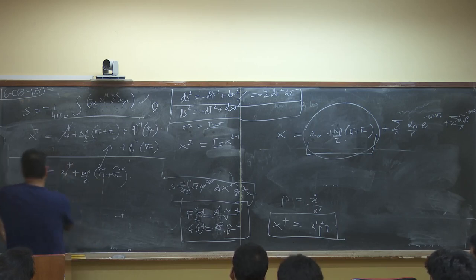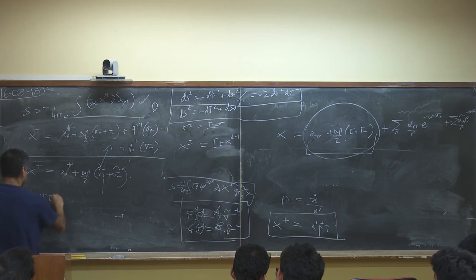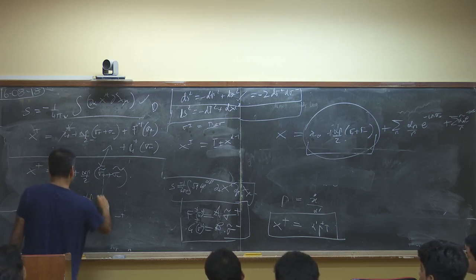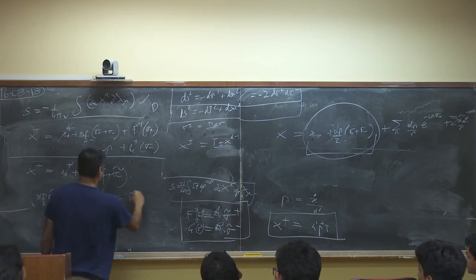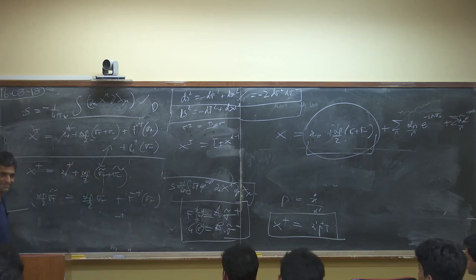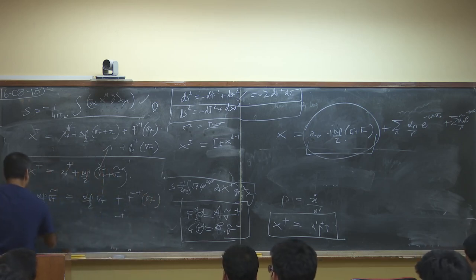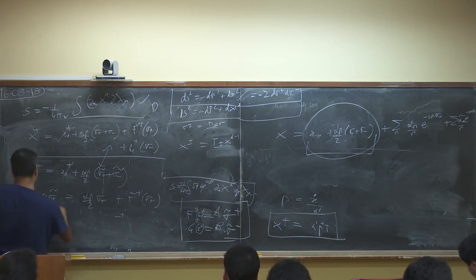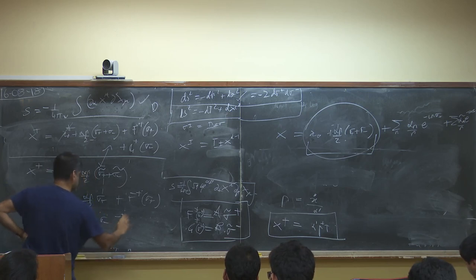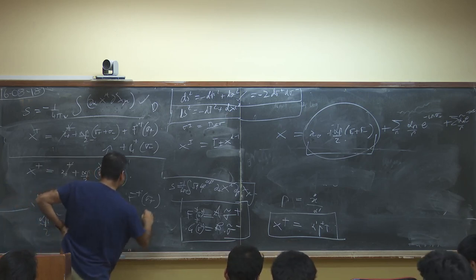So yeah, I was doing things stupidly. Sorry. So alpha prime p by 2 sigma plus sigma. This is this equation, right? But this is equal to alpha prime p by 2 sigma plus f plus. Okay, and alpha prime p by 2 sigma tilde minus is equal to alpha prime p by 2 sigma minus plus g plus of sigma minus.